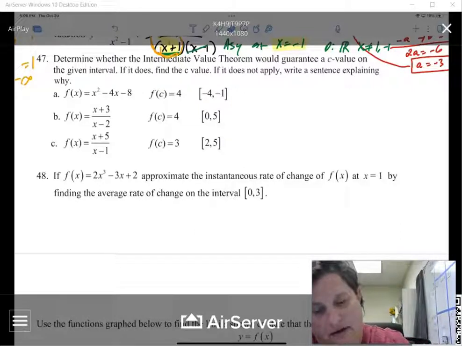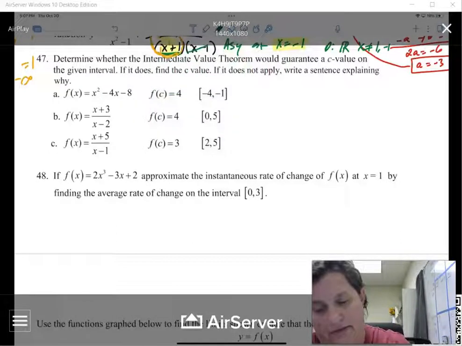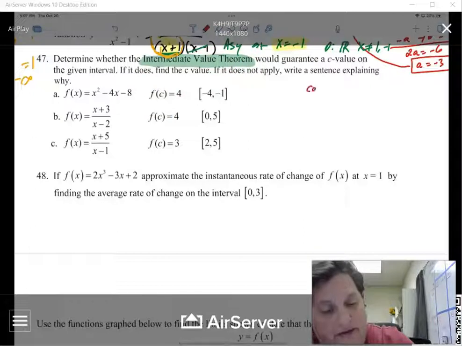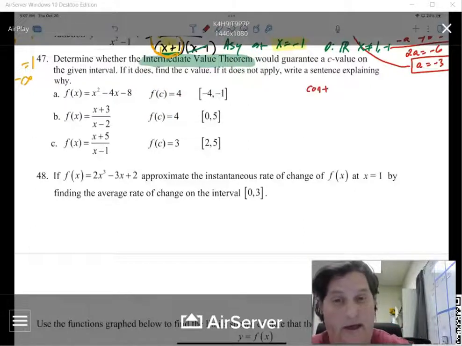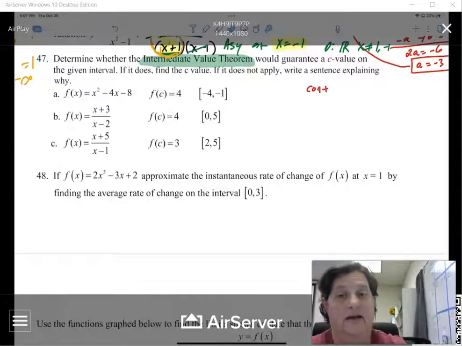So first of all, it says, determine whether the intermediate value theorem would guarantee a C value on the given interval. In order for this to work, you guys, it has to be continuous on that interval, and the y values for both of these numbers right here have to be on either side of the y value for that. All right, so first I'm going to check to see if it's continuous.